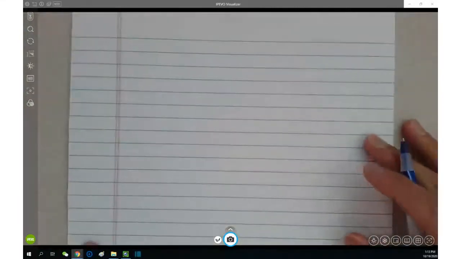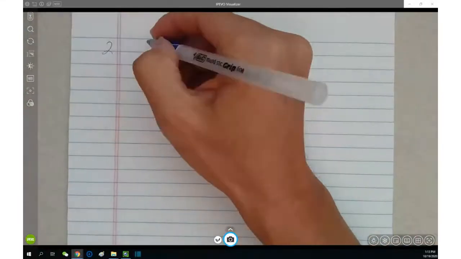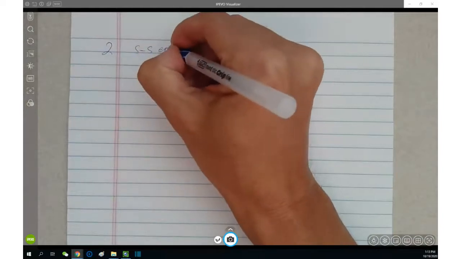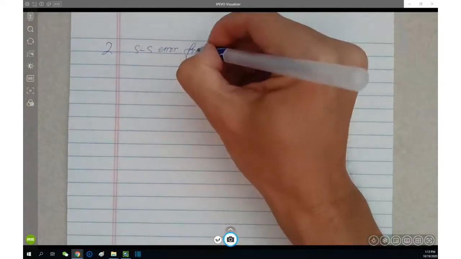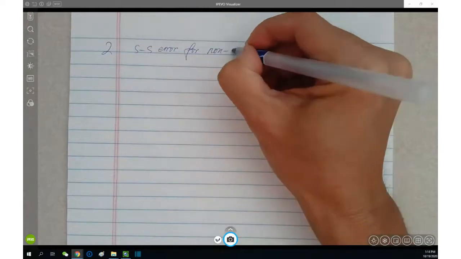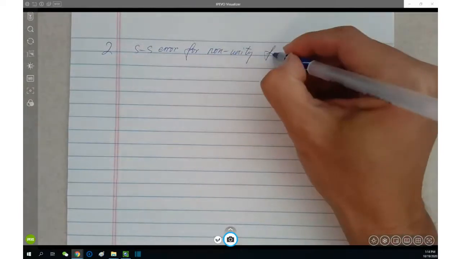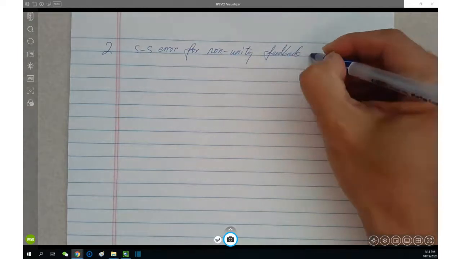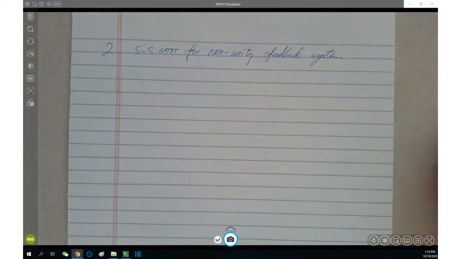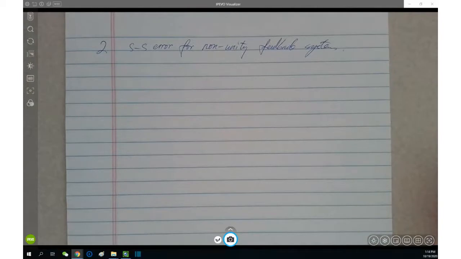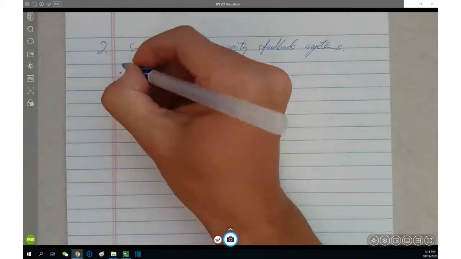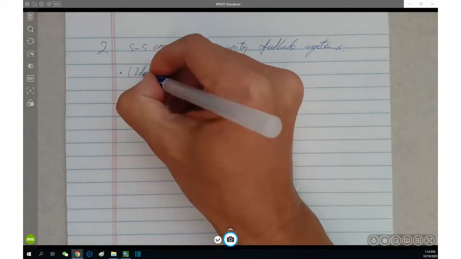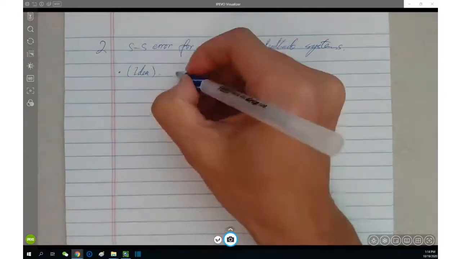Now let's talk about how to deal with the non-unity feedback system. Okay. So basically, steady state error for non-unity feedback system. How to find the non-unity feedback system error. It's actually not difficult. The idea is very simple. The idea is as simple as just what?